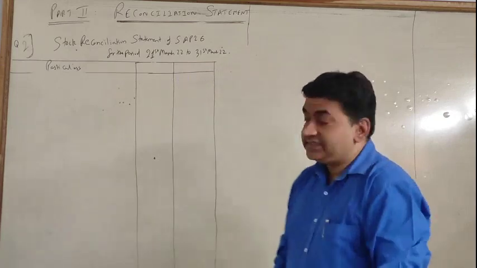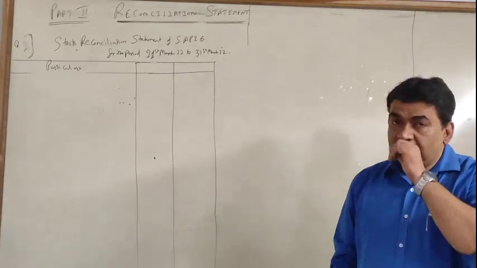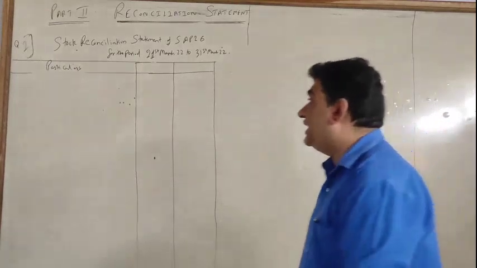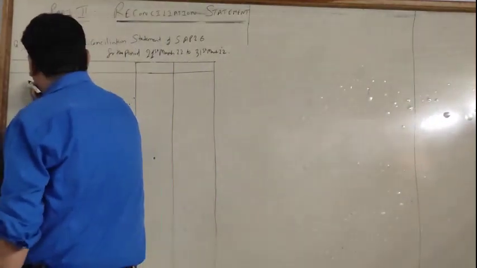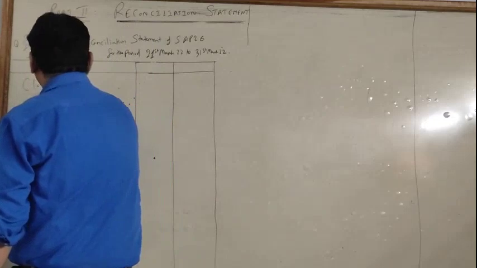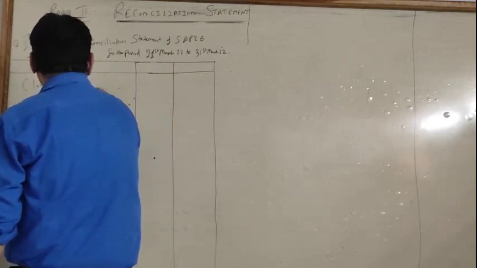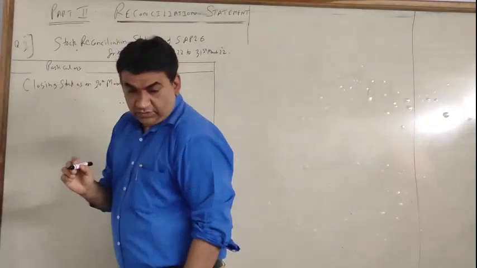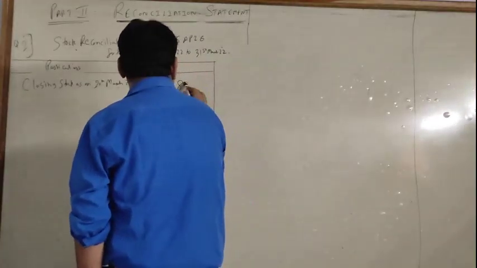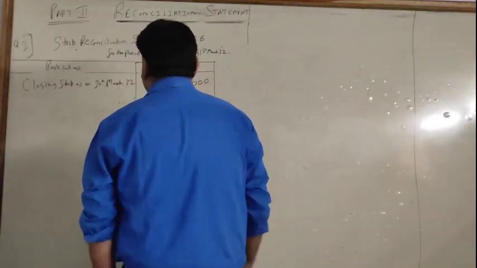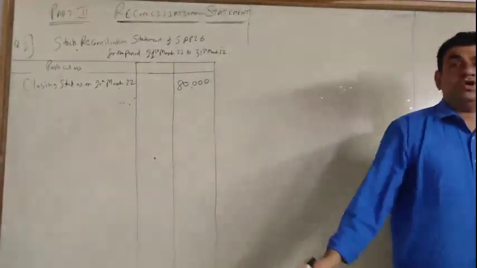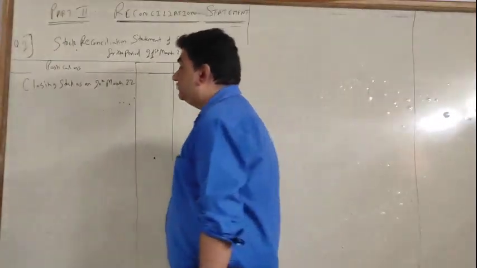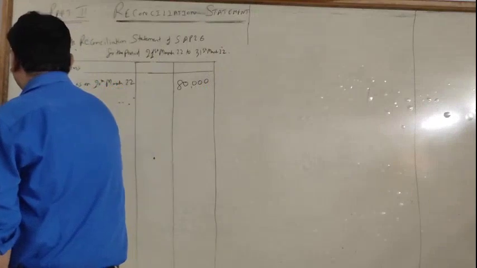Okay. First let's start with the basic thing. Now we want to find out the closing stock on 31st March. They have calculated on 20th March. So first we'll have to take that as the base. So come to the statement. Closing stock as on 20th March 22, that is 80,000. Closing stock as on 20th March 22, 80,000. Okay. Next, add.